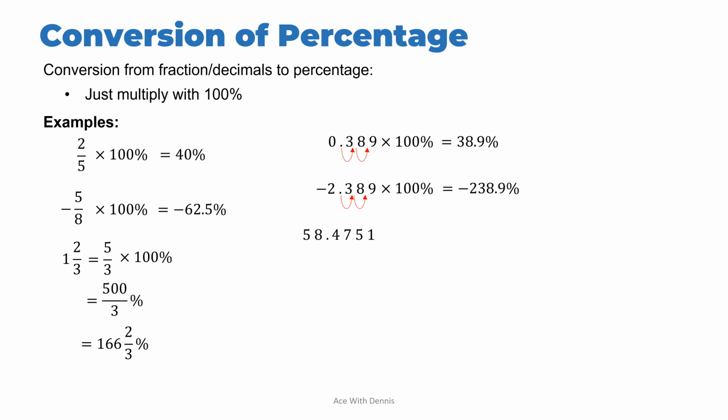Let's look at one more example, 58.4751. Just multiply by 100%, then we move 2 decimal places here, 1, 2. So the answer will be 5,847.51%.